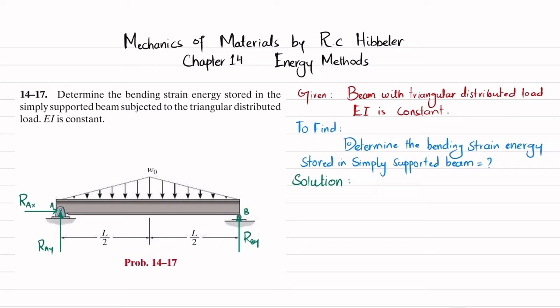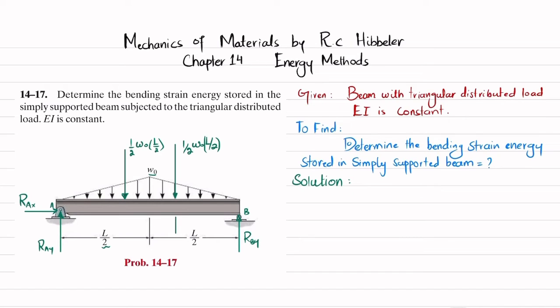Now you can see you have a distributed load of W naught. When converted into a point load, as this is a triangular load, it will be 1 over 2 W naught, and the length over which it acts is L by 2. Same is the case on this side, so you will convert this distributed load into a point load, which will be 1 over 2 W naught into L by 2. And that will act at a distance of L over 3 from this side.